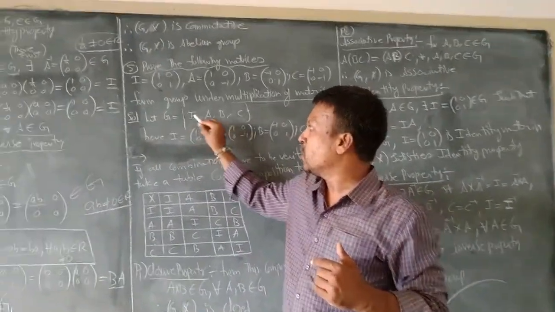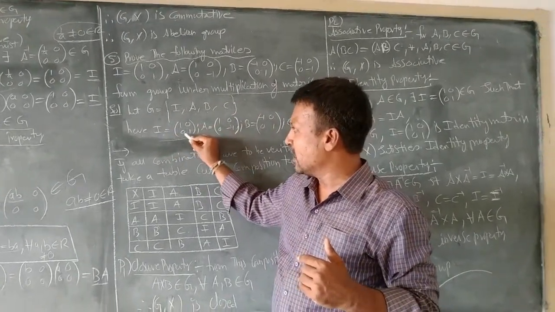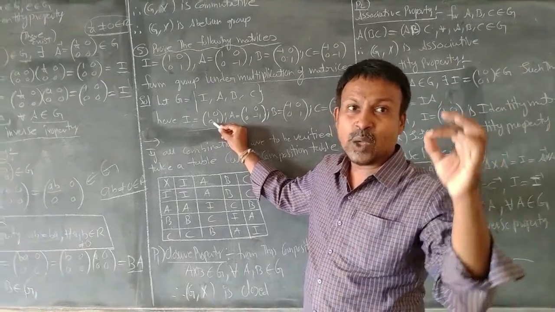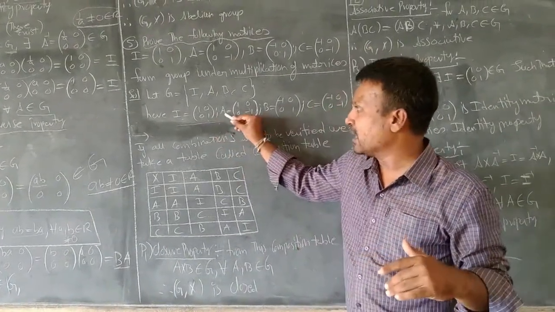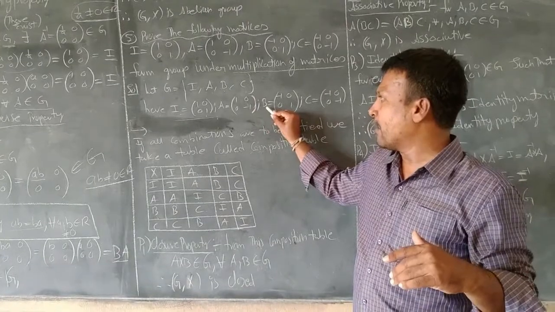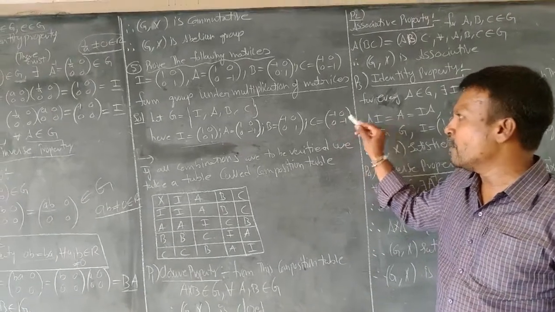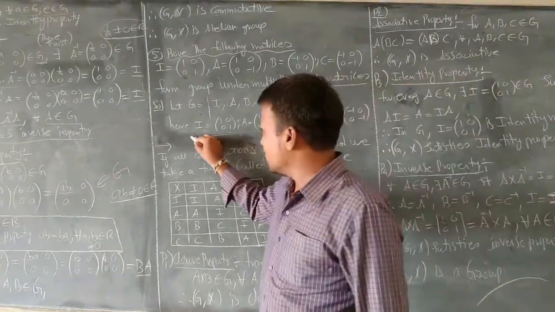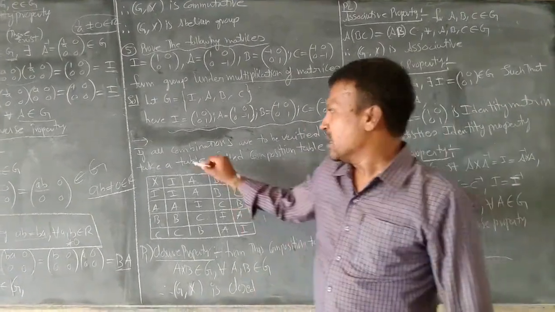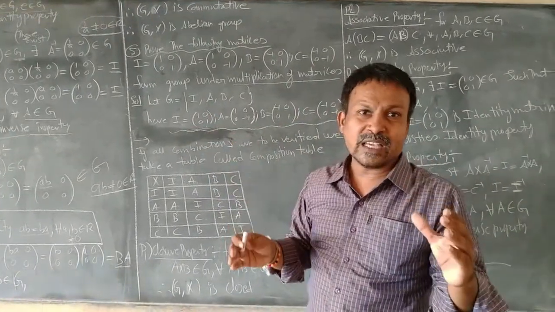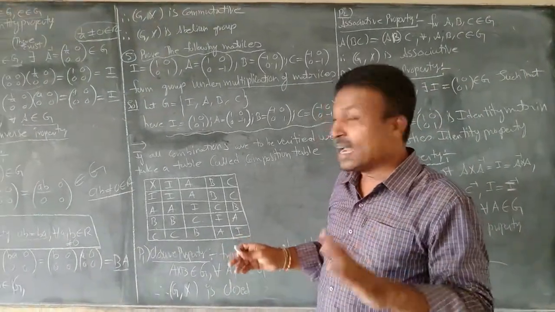What is given? The set G is equal to capital I, capital A, capital B, capital C, where I is 1 0 0 1, the original 2 by 2 identity matrix in the set of matrices. Capital A is equal to 1 0 0 minus 1, capital B is equal to minus 1 0 0 1, and capital C is equal to minus 1 0 0 minus 1. So we have to prove that this set G containing these 4 matrices is a group under matrix multiplication, right? It is very easy to prove a finite set is a group by using a table.